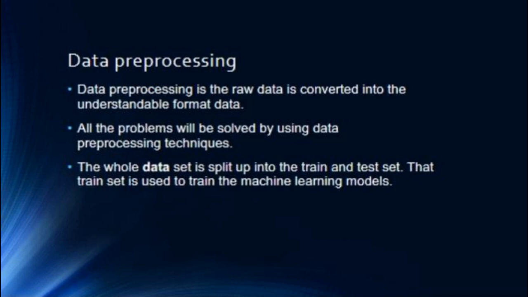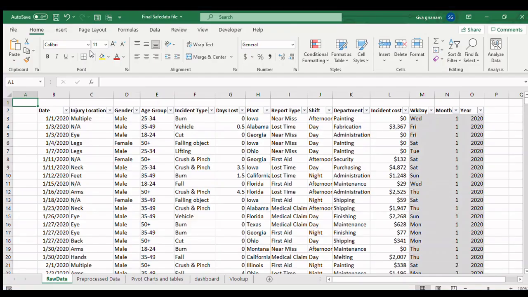Data pre-processing is when raw data is converted into an understandable format. All the problems will be solved by using data pre-processing techniques. The whole data set is split up into the train and test set. That train set is used to train the machine learning models. So now let me explain the data pre-processing in the Excel sheet.